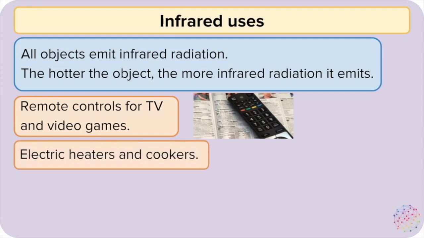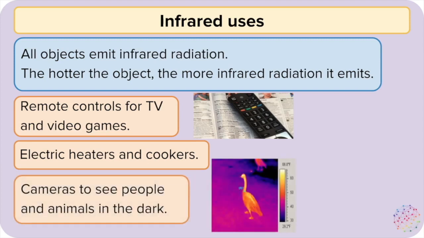Infrared radiation can also be used to heat up objects quickly. For example, electric heaters that emit infrared radiation can warm up rooms quickly, or electric cookers that have halogen hobs heat up food faster than ordinary hobs, and the halogen hobs are designed to emit much more infrared radiation than ordinary ones.